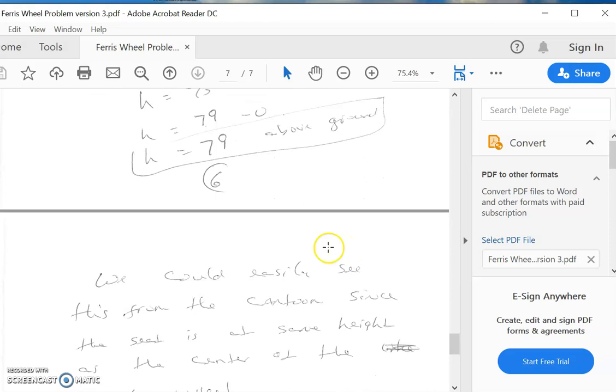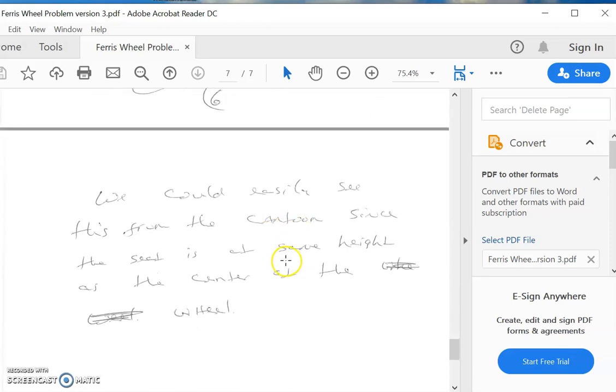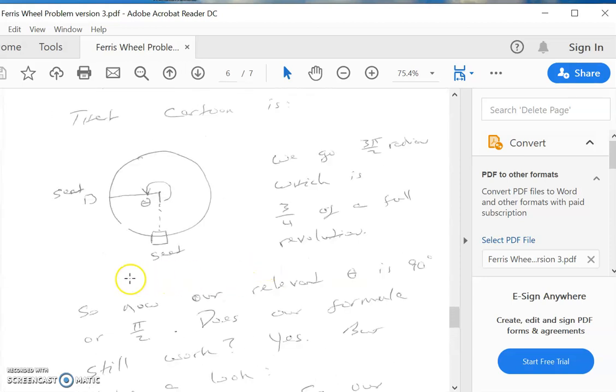Now, that's using the formula, but we can actually easily see this from the cartoon. The seat is at the same height as the center of the wheel. So there's two ways of looking at this, and obviously this helps us have some confidence that our answer is correct. Okay, so that's the end of this video.